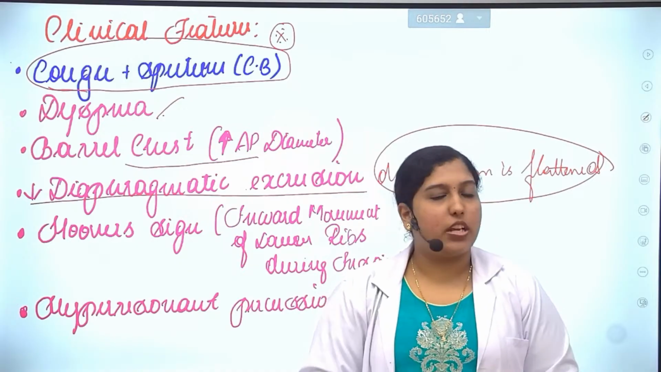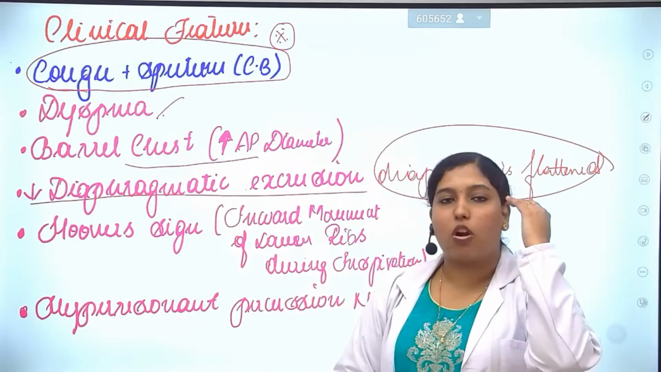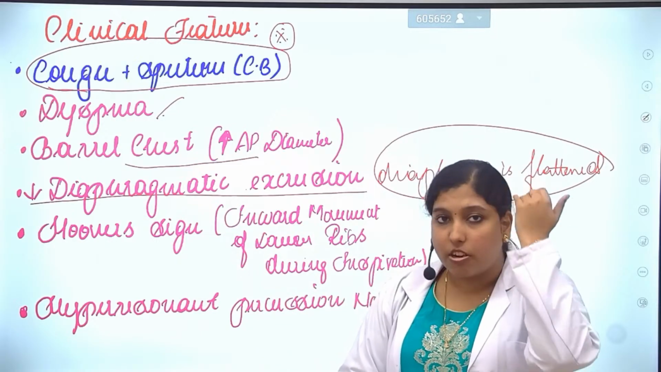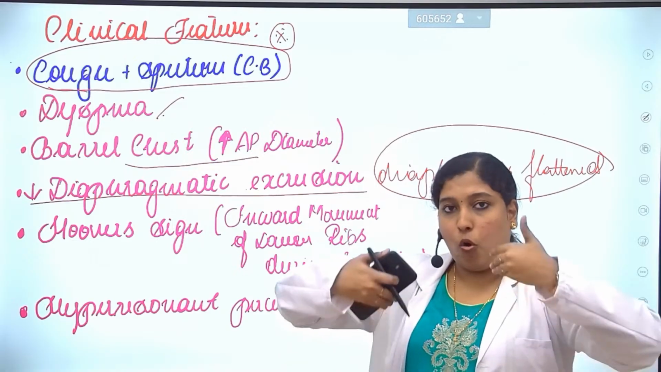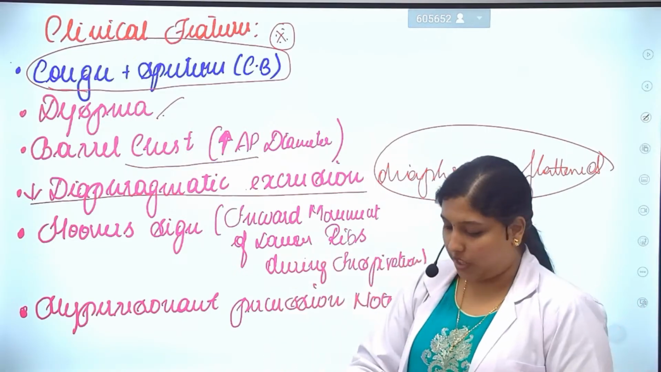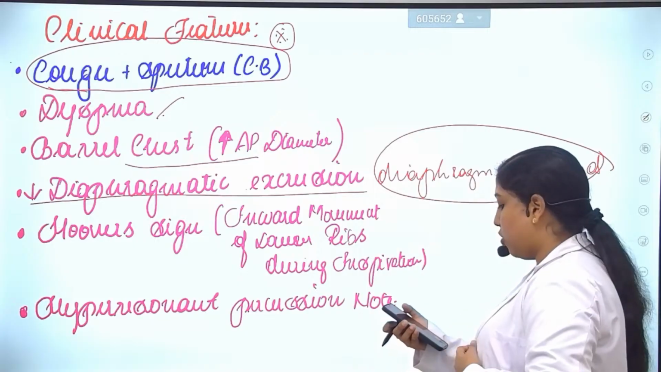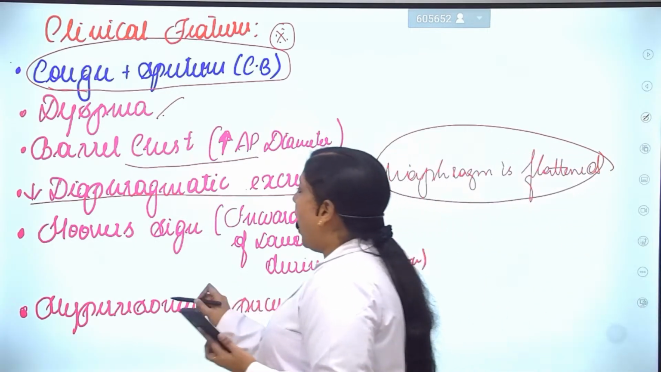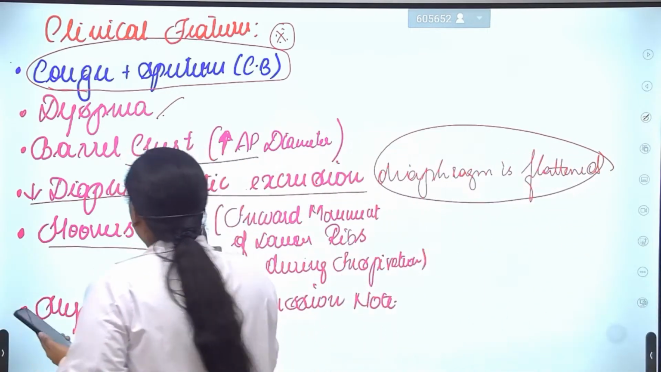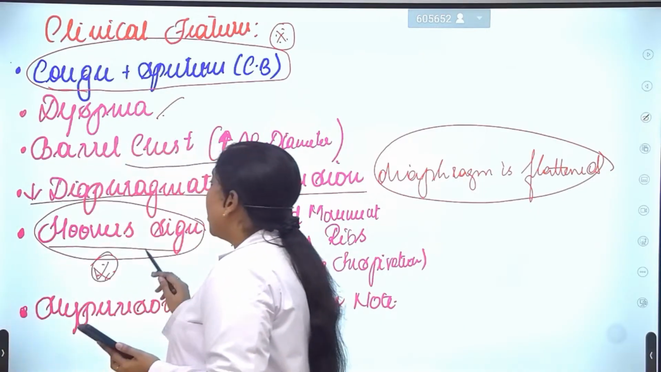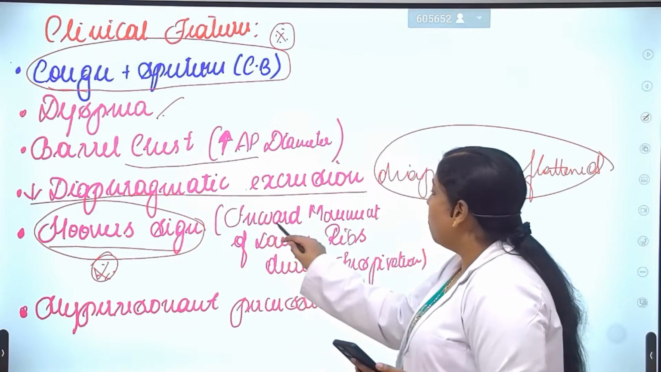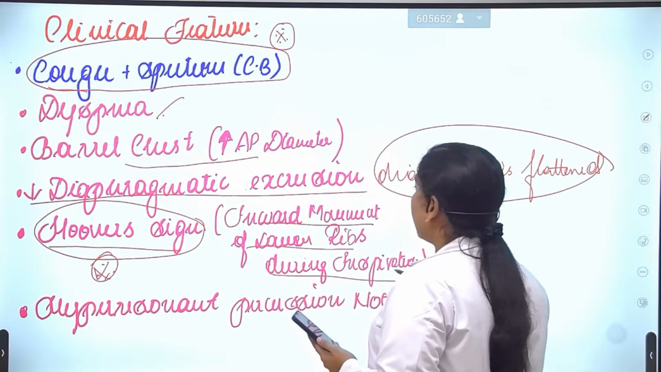But in this case, the diaphragmatic excursion is not going to happen normally, and it happens in a reduced manner because the diaphragm is already flattened because of the overinflation of the lungs. Next we have Hoover's sign, the most important sign from which you can get possible MCQs from COPD. So Hoover's sign is the inward movement of the lower ribs during inspiration.